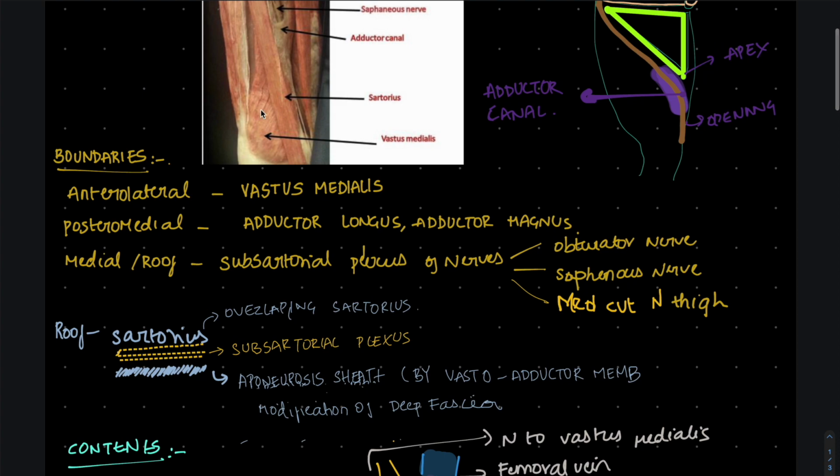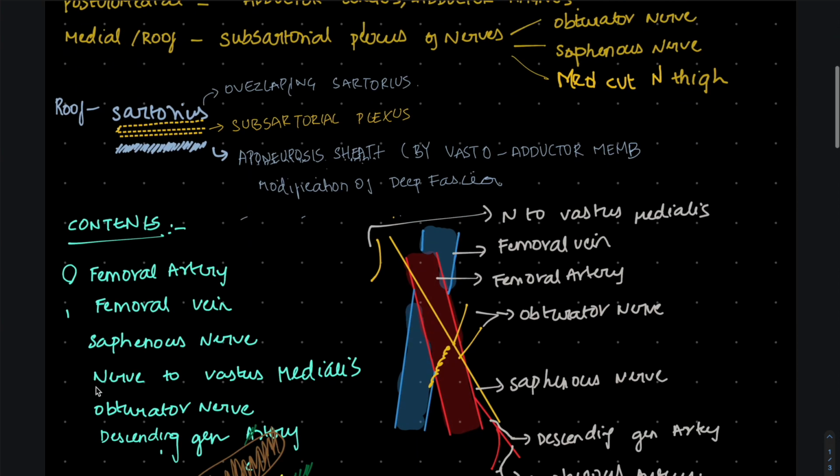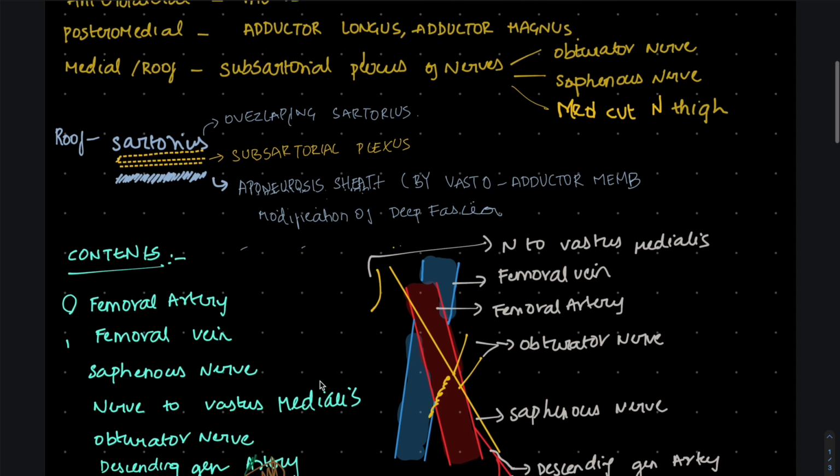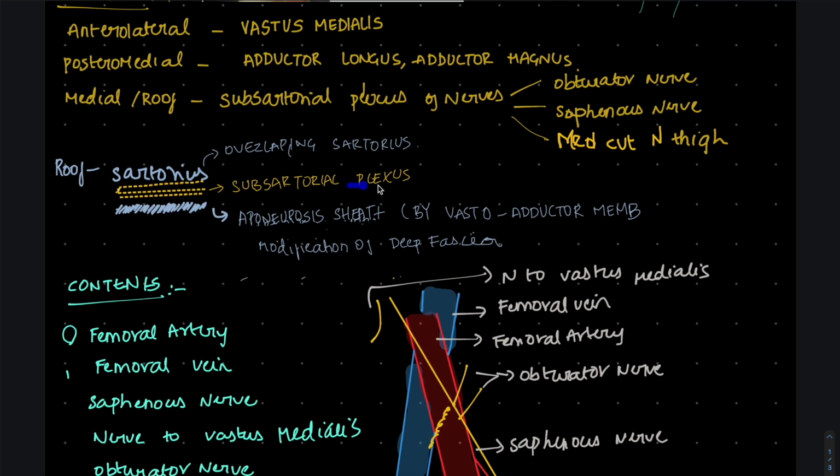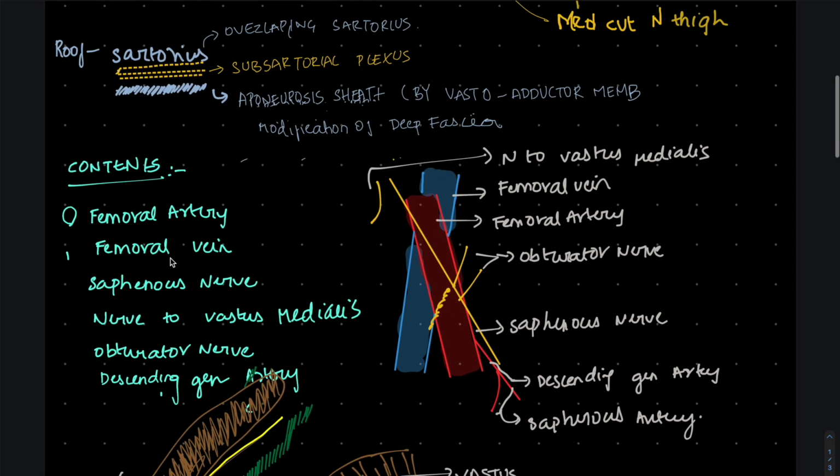And now use your common sense. The vastus medialis is forming the anterolateral boundary of it. So there will be a nerve which supplies the vastus medialis, right? So the nerve to vastus medialis, and also we talked about the subsartorial plexus, in which we talked about the obturator nerve and the saphenous nerve.